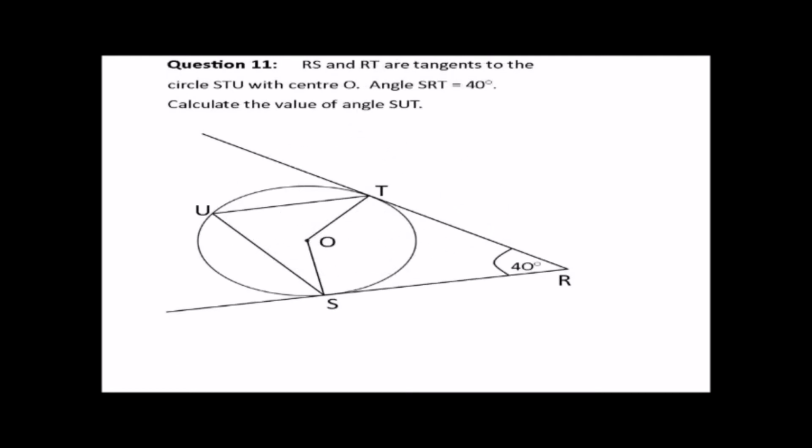And we move on to question 11. RS and RT are tangents to the circle STU with center O. Angle SRT is 40 degrees. Calculate the value of angle SUT. Straightforward. Two tangents drawn to a circle from a point. You had this at the beginning.